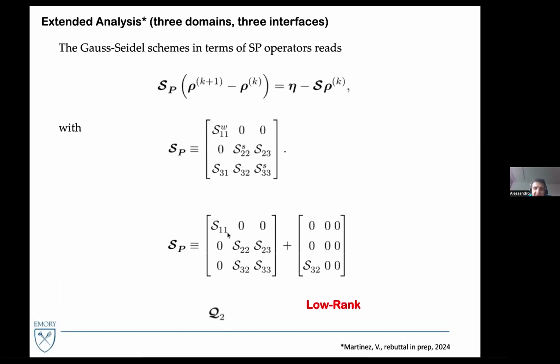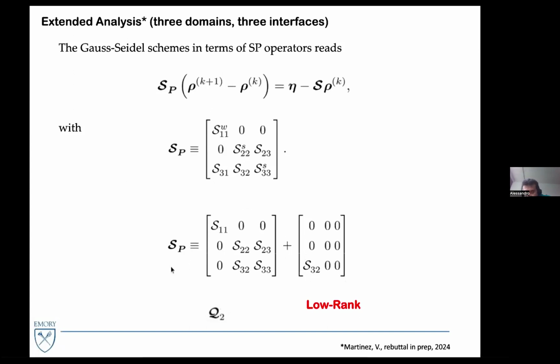But what I found is that basically it is a perturbation. So there is a symmetric, SPD part, plus a low rank perturbation. So in this case, the domain decomposition method in terms of Steklov-Poincaré equations or system is, yes, a preconditioned Richardson, but the preconditioner is not symmetric, but is a low rank perturbation of an SPD preconditioner.